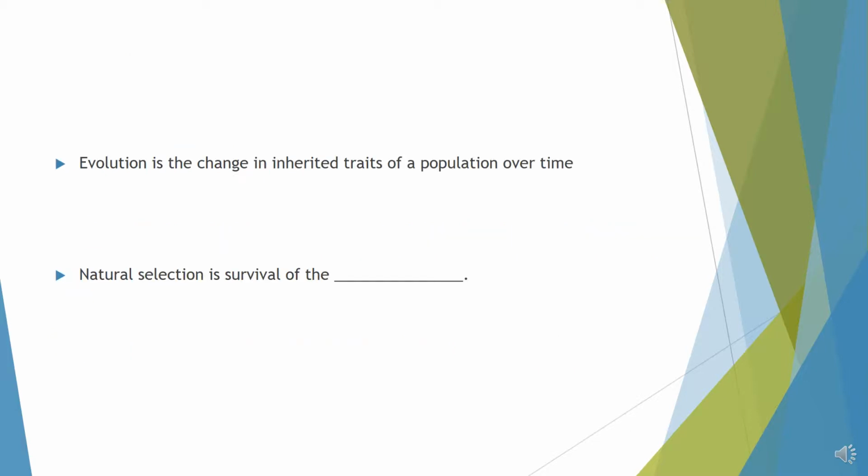So evolution is the change in inherited traits of a population over time. There are two key words in this definition: inherited traits. That means traits that you receive from your parents in the form of genes or DNA. And then of a population over time. It's important to know that it's populations that evolve, not individuals. So evolution is occurring throughout populations.